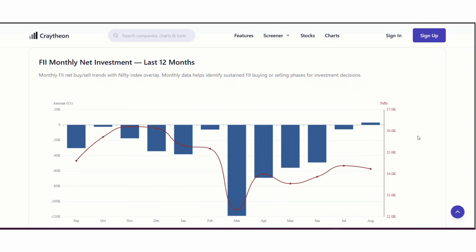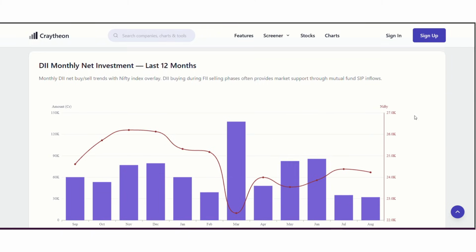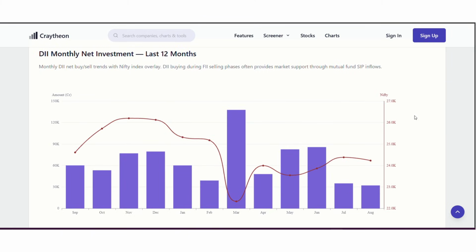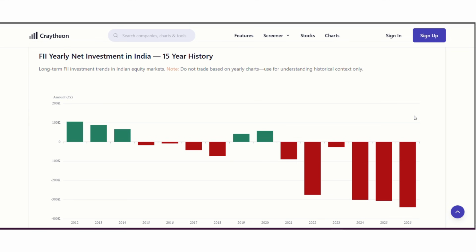Now when we consider the FIIs' past 12 months data of investments in the Indian markets, we can see that August is the first month in the past 12 months which is actually turning positive. The month is still not over, but mostly this is going to be a positive month if nothing comes up from the FII end. The DII monthly net investment data has been positive and consistent.